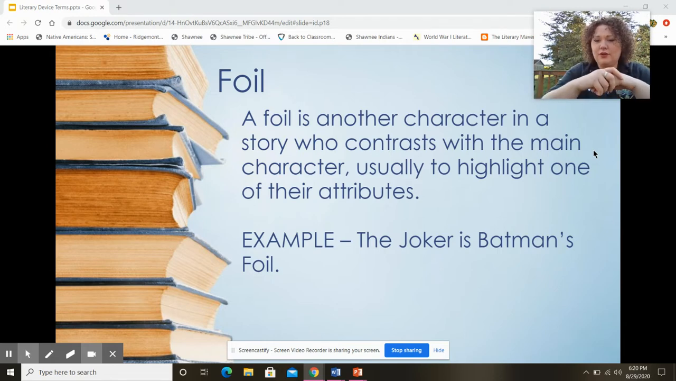So the Joker is Batman's foil. The Joker is so evil and so focused on just destroying life. In that exact opposite, we see how good Batman is and how focused he is to create order within life and order within Gotham. So they are foils to each other because in their opposition, we understand them better.